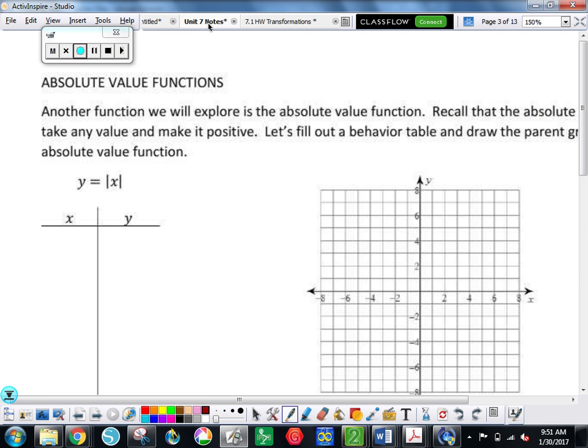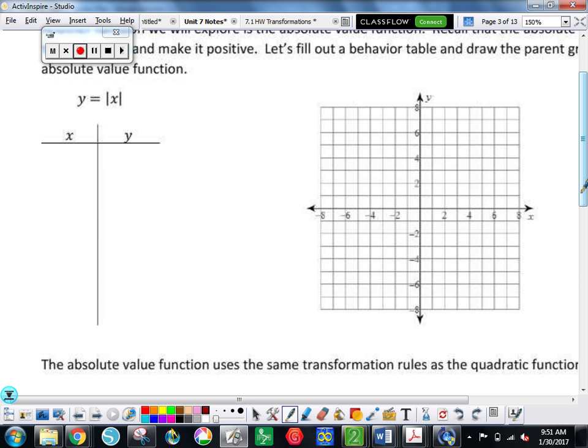Okay, let's go back to the notes. Now let's talk about the absolute value function. Before we start with the parent graph, let's just plug in some points and see what happens. If I have the absolute value of -3, what does that equal? 3. The absolute value of -2? 2. The absolute value of -1? 1. Then the absolute value of 0, 1, 2, and 3.